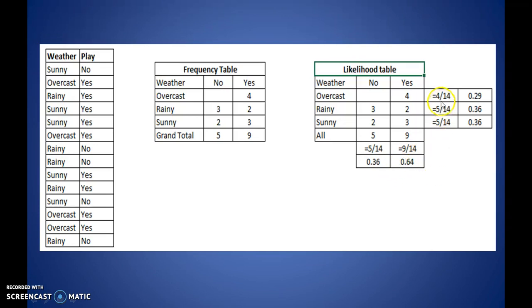And once we have calculated the likelihood, we have overcast. What exactly is the weather overcast probability? It is 0.29. For rainy, yes is 5 by 14, and for overcast we have 4 by 14, and that's 0.29. That's yes, we are calculating yes. And the overall probabilities are 3 and 2, that will be 5 by 14, that's 0.36, and we have 2 and 3, that's 5 by 14, 0.36. So this is how we are actually calculating the overall output. But here the complete final yes would be 0.64 and no would be 0.36.